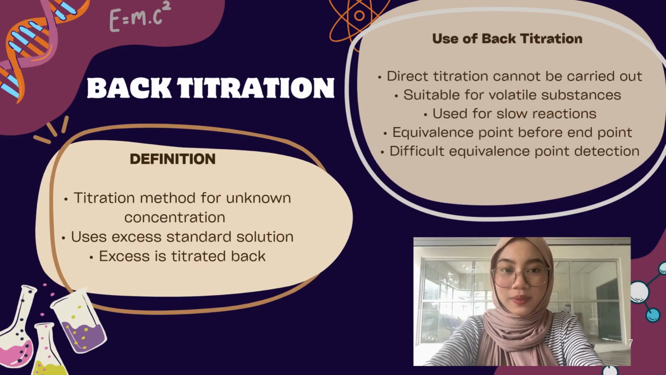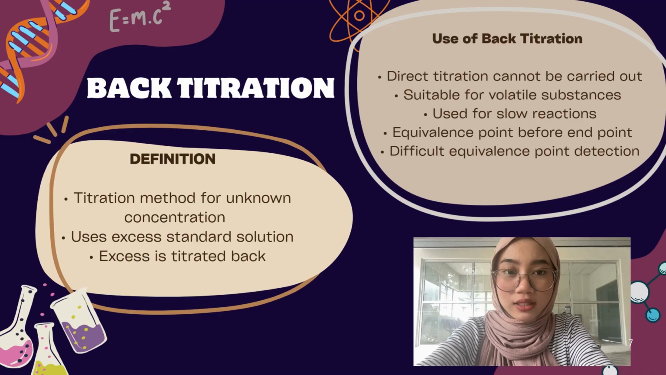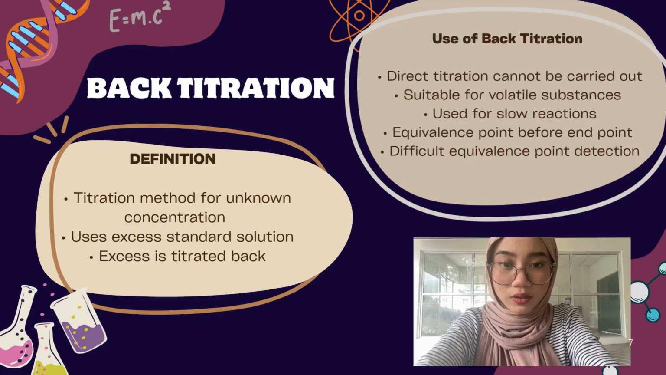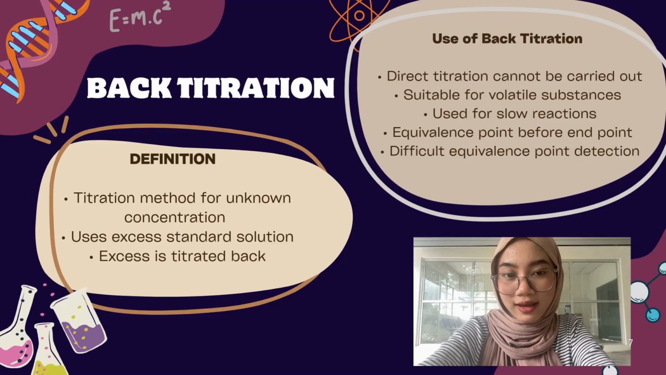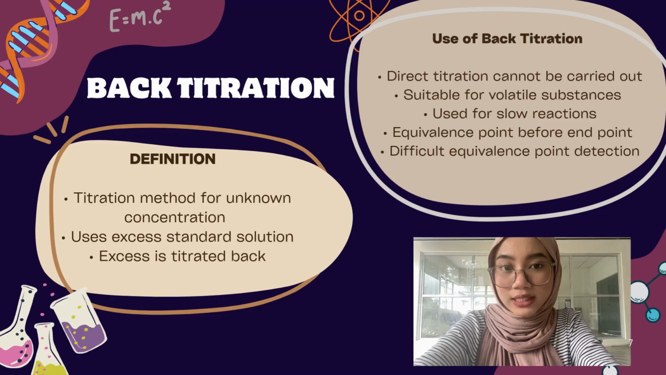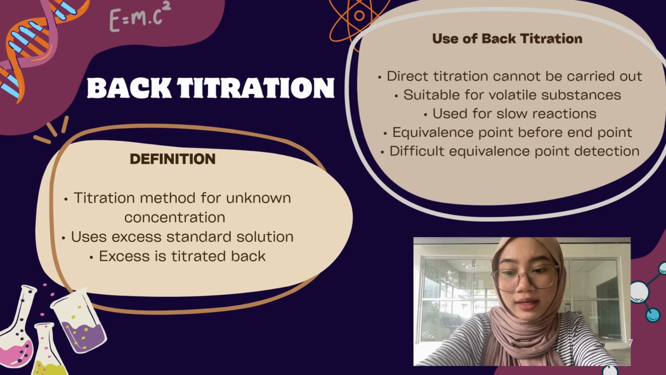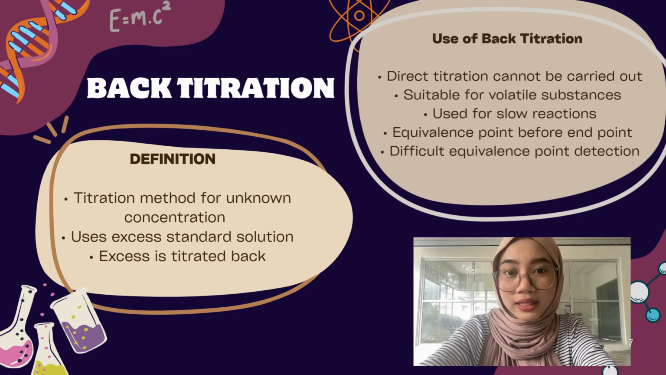Okay, next I will explain back titration. Back titration is a titration method used to determine the unknown concentration of a substance. In this method, an excess amount of a standard solution is added to the sample first. After the reaction is complete, the excess standard solution is then titrated back. This is why this method is called back titration.